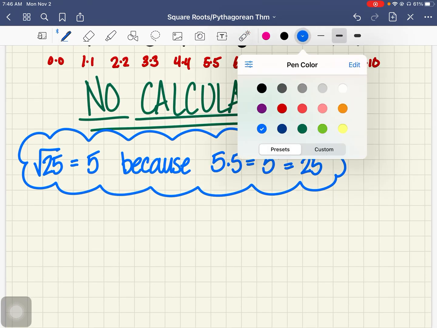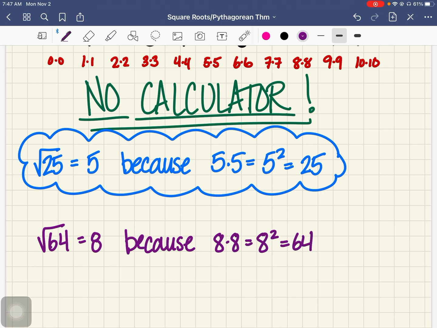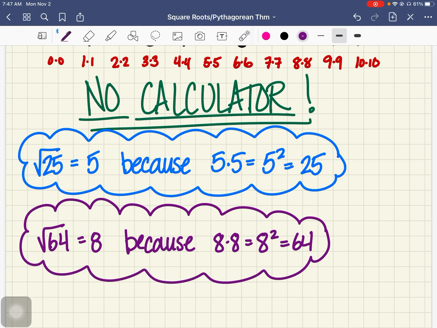So we could also say, okay, what's the square root of 64? You would write 8, not just 8. Then you're going to write down the reason: because 8 times 8 equals 8 squared, which is equal to 64. And that is going to be your final answer. If you do not write those out this way, you will not get credit. Just so you guys know, warning you up front. But that's all you're going to do.